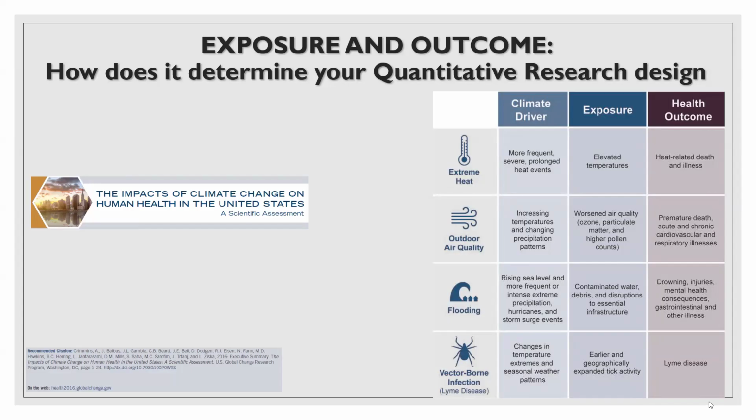For flooding, what was the exposure? Contaminated water, debris, and disruptions to essential infrastructure. What was the health outcome? Drowning, injuries, mental health consequences, gastrointestinal, and other illness. Vector-borne infection. What was the exposure? Earlier and geographically expanded tick activity. What was the health outcome? Lyme disease.